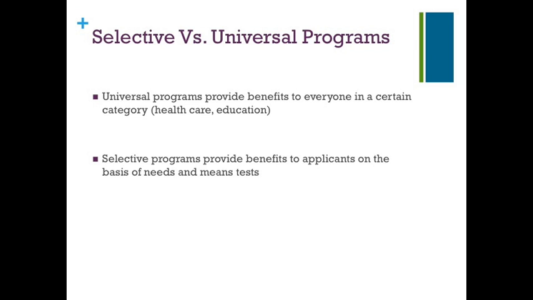Universal programs used to be the hallmark of the Canadian social welfare infrastructure. But now, many universal programs have been eroded or eliminated altogether, and they require particular kinds of eligibility criteria or have particular cutoffs for receiving benefits. Healthcare and education are two programs that we can understand as universal programs, as is the child tax benefit. Selective programs benefit applicants on the basis of needs and means, and we'll talk more about those particular criteria for eligibility in a moment.